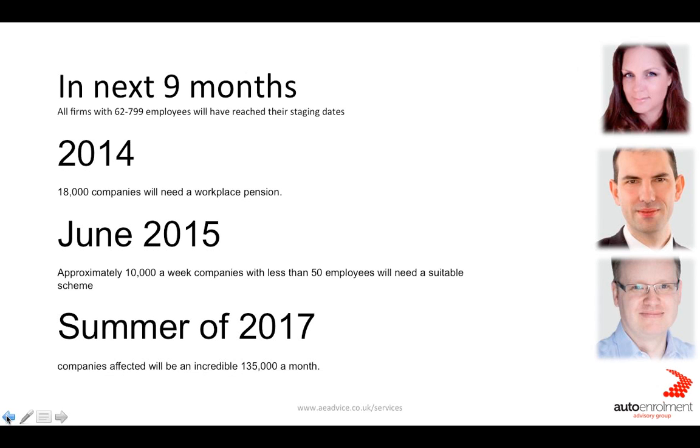So effectively, if you're looking to get involved with medium-sized employers, the timescale of involvement is now. It's over the next 9 months. But bear in mind that the firms that need to apply will likely need 3 to 6 months to prepare. So in the next 9 months, all those firms are reaching their staging dates. They need 3 to 6 months to prepare. So we need to start talking to those clients today.